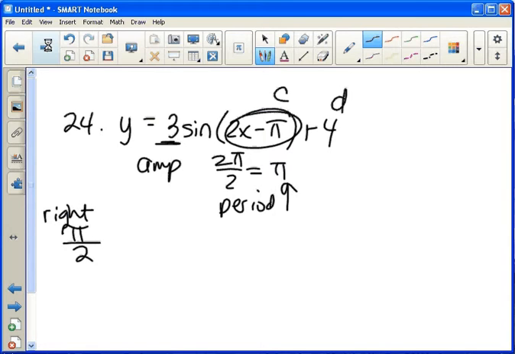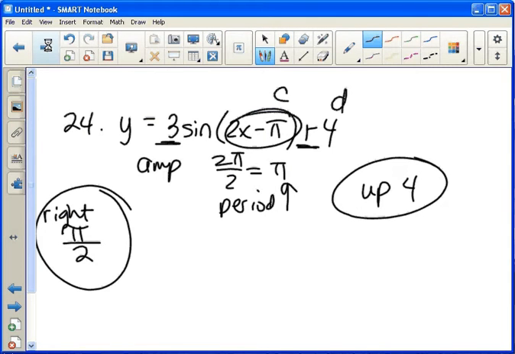And it's just that number, so we go up 4. So up 4 and right pi over 2. So horizontal shifts are inside, minus right, plus left, and you do C over B. The things outside, plus is up, minus is down, and it's just that actual number.